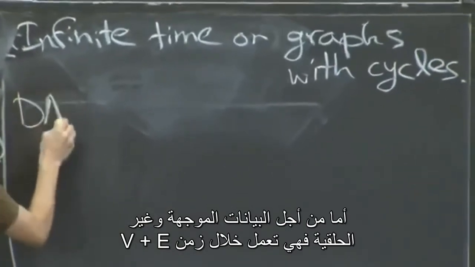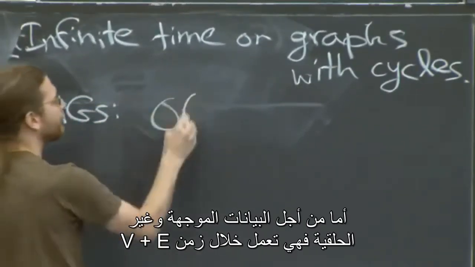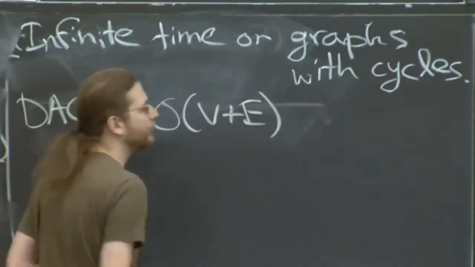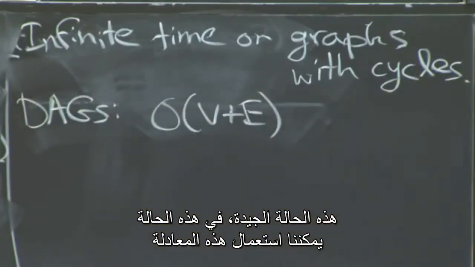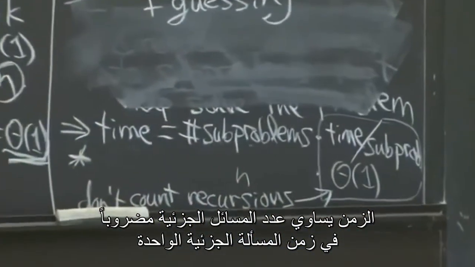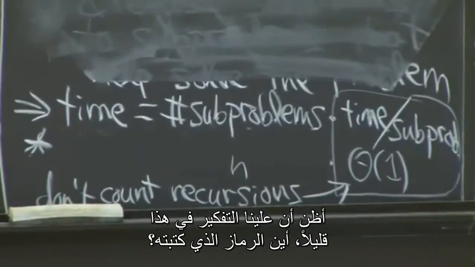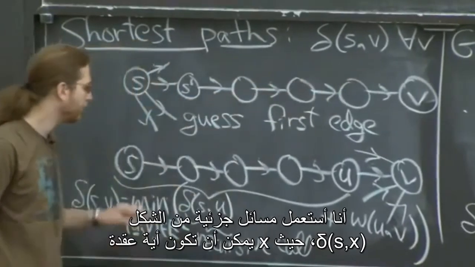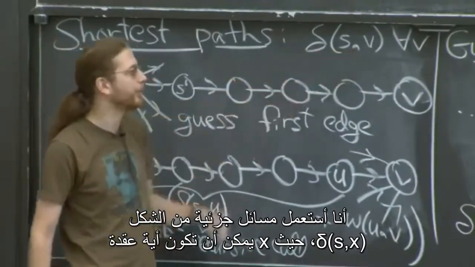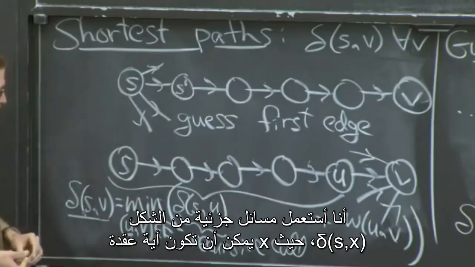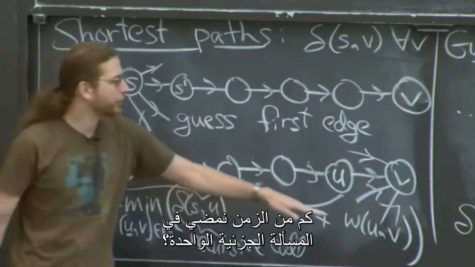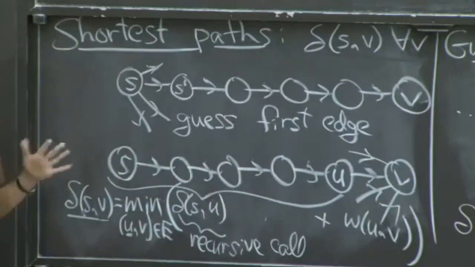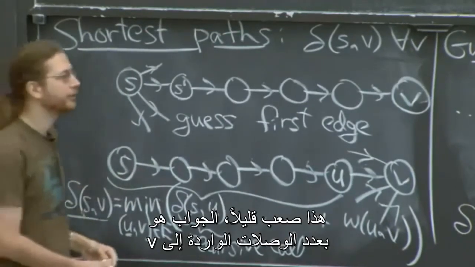OK, for DAGs, for acyclic graphs, it actually runs in v plus e time. This is the good case. In this situation, we can use this formula. The time is equal to the number of subproblems times the time per subproblem. So I guess we have to think about that a little bit. Where's my code? Here's my code. Number of subproblems is v. There's v different subproblems that I'm using here. I'm always reusing subproblems of the form delta s comma something. The something could be any of the v vertices. How much time do I spend per subproblem? This is a little tricky. It's the number of incoming edges to v.